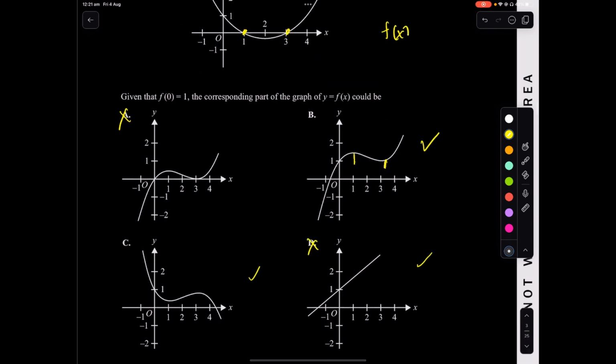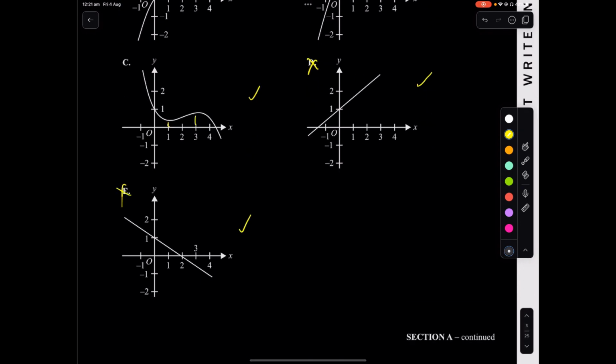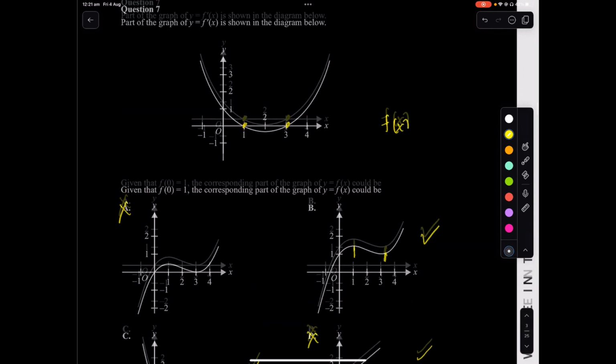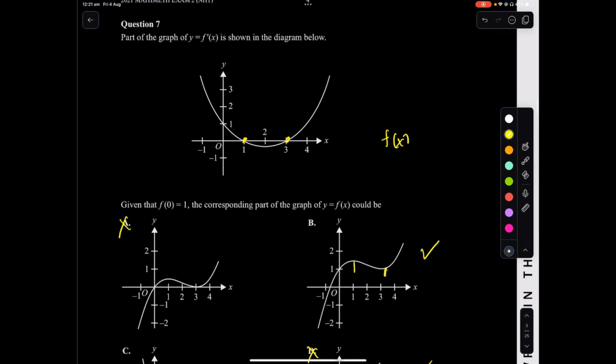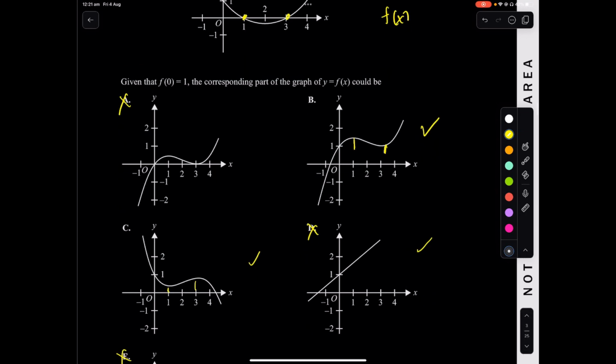What the hell? This one looks wrong. Okay, we have 3 and 1, so we have 2 turning points. Could be right. And this one, absolutely wrong. What else? What else can we take out of this?